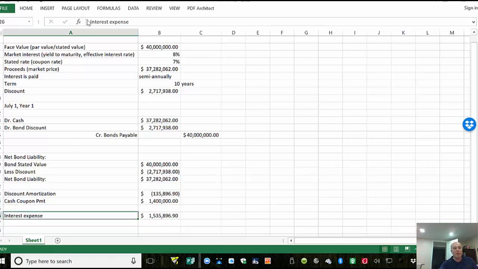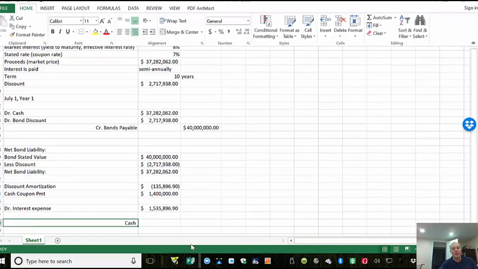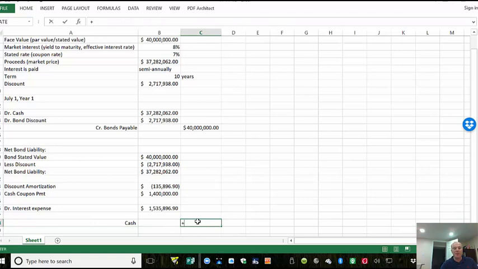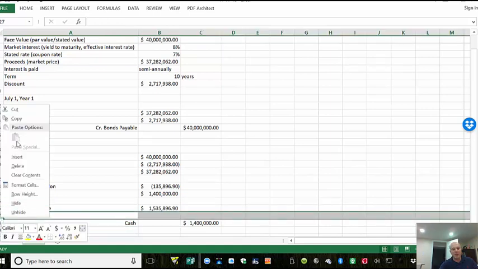That's a debit, as of course you know, right? Then you have cash, which will be a credit, right? Because that's what you pay every 6 months, and the amount of cash payment, of course, is 1.4 million, and the difference is the bond discount amortization, which is going to be a credit.